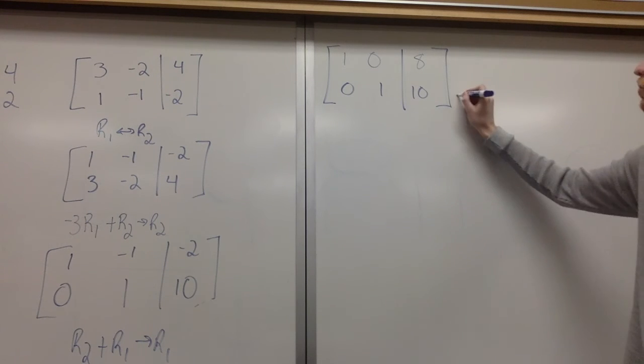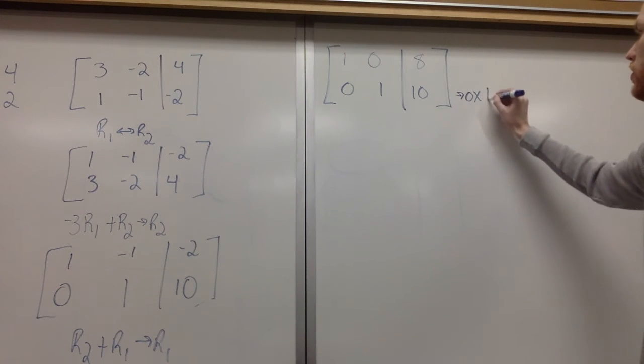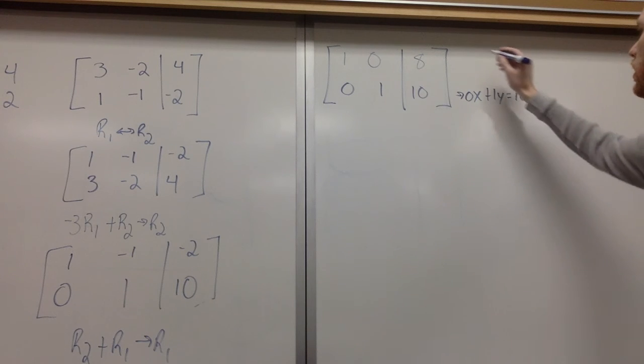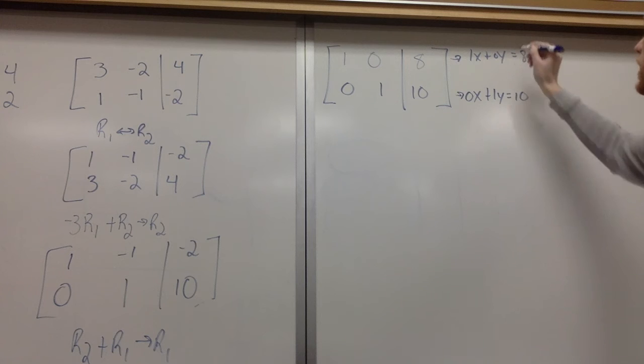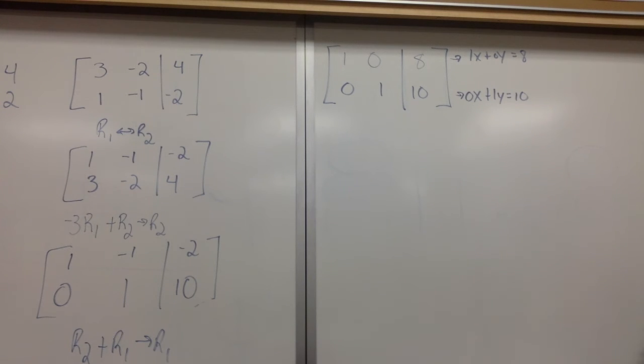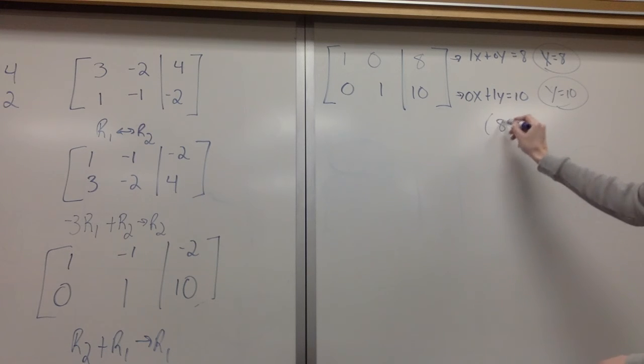So now if I translate each one, this one says 0x's plus 1y equals 10. This row says 1x plus 0y's equals 8. So essentially, get rid of the 0 part, right? This says x is 8. And then this says here that y is 10, which is what we got originally. Okay? So my answer becomes 8, 10. That's my coordinate point.